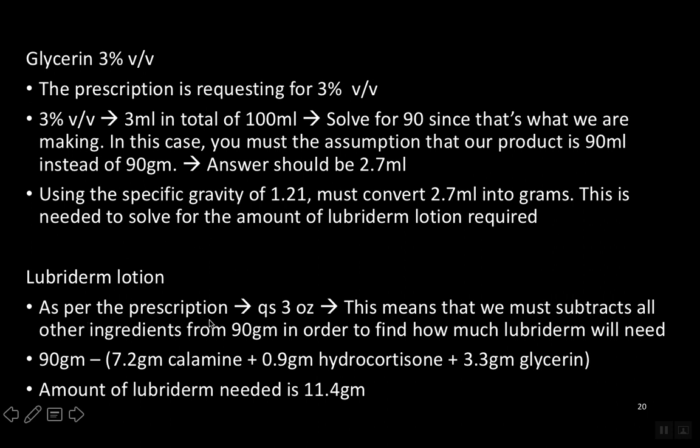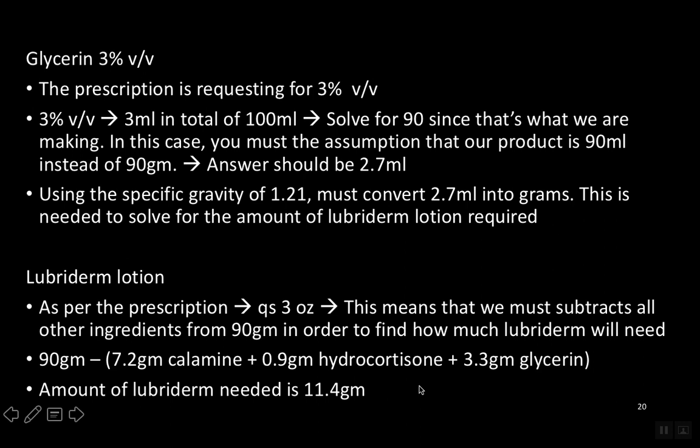Now the Lubriderm lotion, as per the prescription, is qs to 3 ounces, but they may ask you how much you actually need. So then you're gonna find out how much of each ingredient you have in there. 7.2 grams of the calamine came from the powder. 0.9 grams of the hydrocortisone came from the 1% ointment, and then you have 3.3 grams of the glycerin, which is kind of like an oily liquid. But based on a specific gravity, that's the weight for you in order to find out how much Lubriderm you need, which is 11.4 grams.